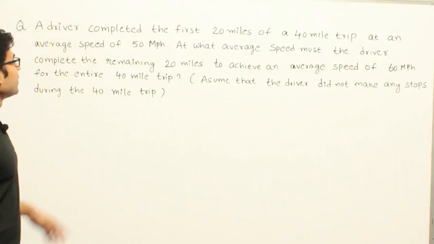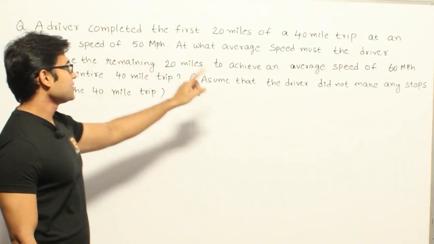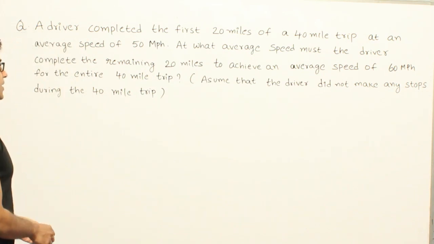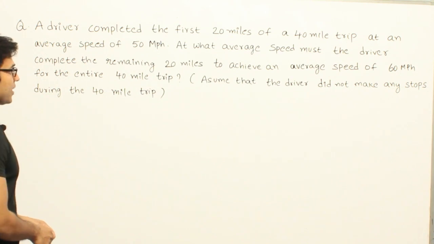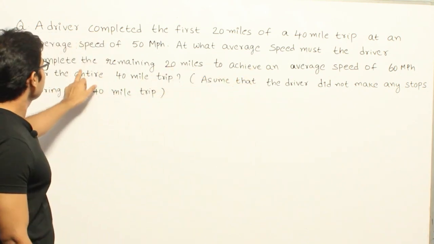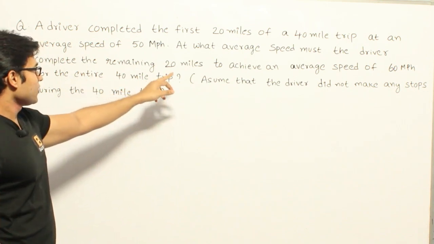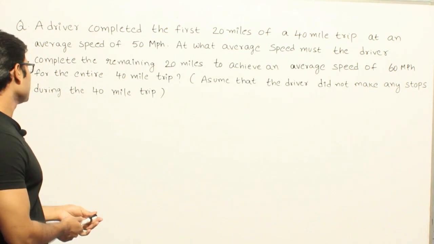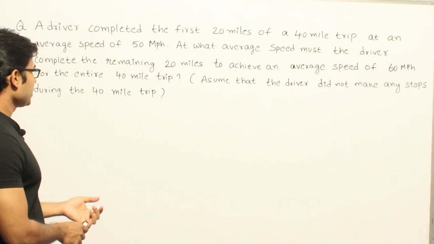Let's see this question. A driver completed the first 20 miles of a 40-mile trip at an average speed of 50 miles per hour. At what average speed must the driver complete the remaining 20 miles to achieve an average speed of 60 miles per hour for the entire 40-mile trip?